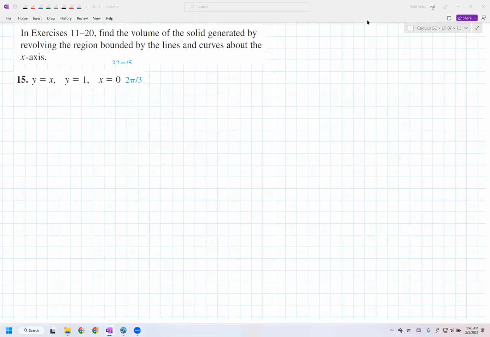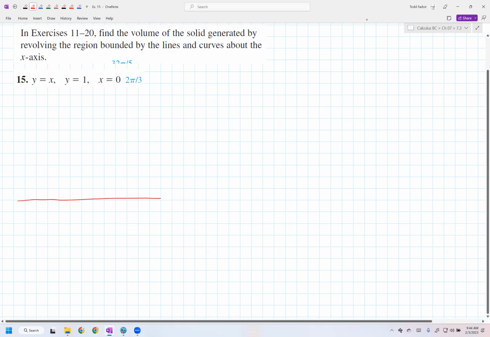All right, so here's problem number 15 from section 7.3 from our calculus book. We're going to find the volume of the solid generated by revolving a particular region around the x-axis. Let me start by drawing the region in question.